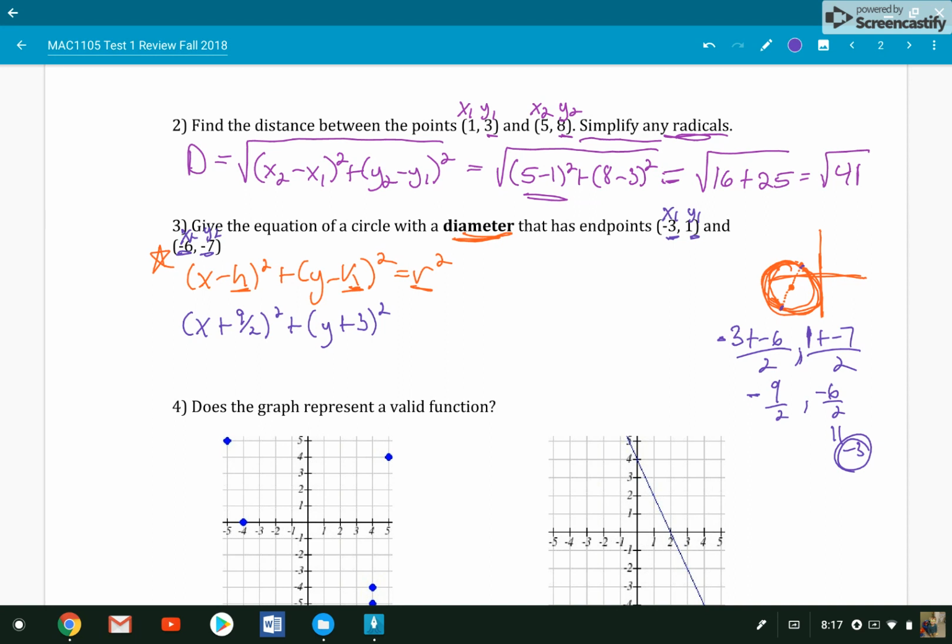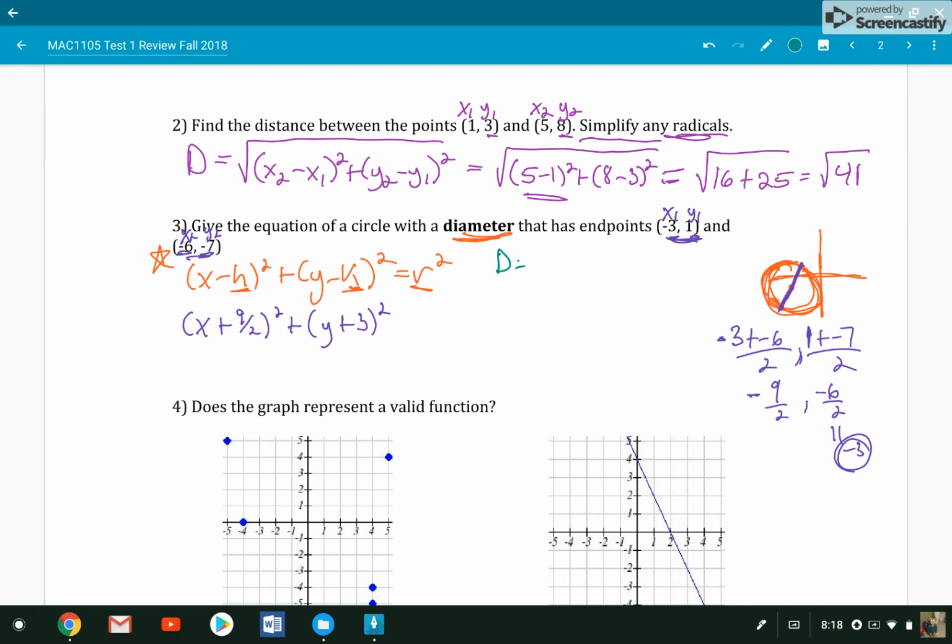And now for my radius, I can use the distance formula to find, well, what is the diameter? What is the distance across the circle from the given point negative 3, 1 to the other given point negative 6, comma negative 7? And then I'll divide it in half to make it into the radius. So to do that in green, again, I'll just use the distance formula from up above.